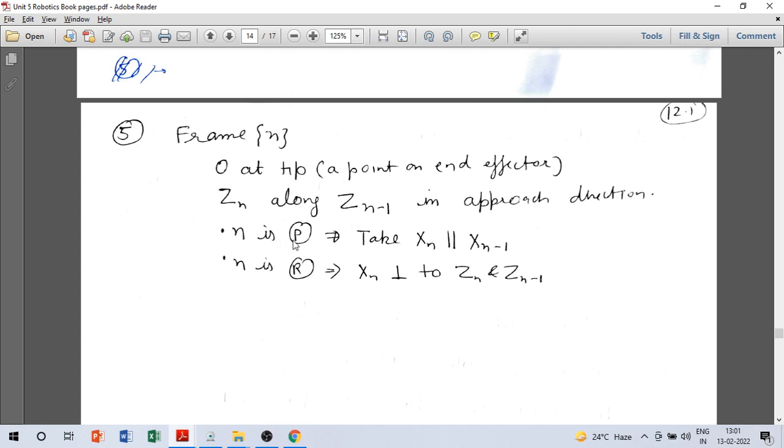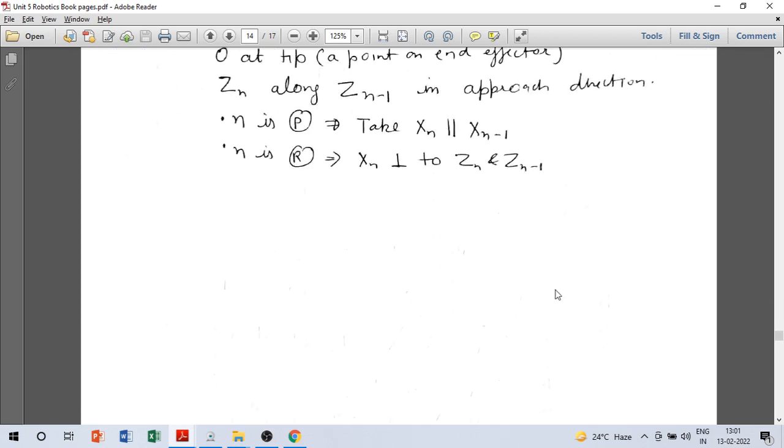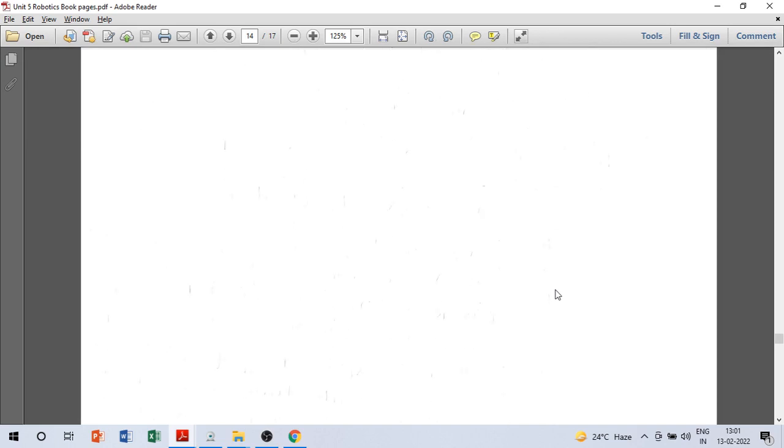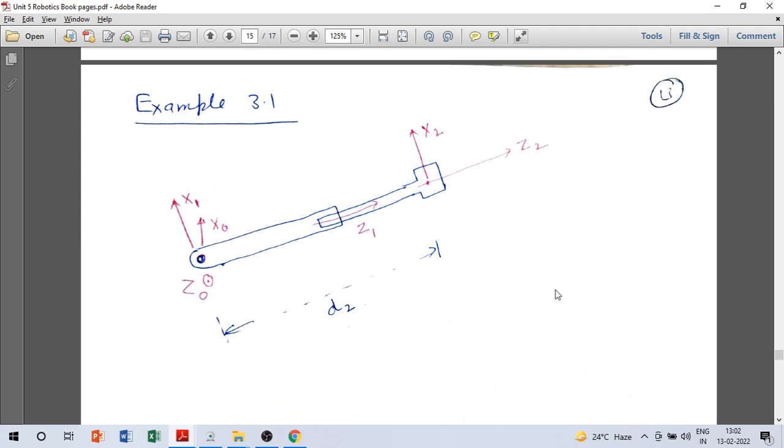If joint n is prismatic, then xn is taken parallel to xn minus 1. If joint n is revolute, then xn is taken perpendicular to Zn and Zn minus 1. So this is an algorithm for assigning frames to links, which is a further elaboration apart from the DH notation. We are going to look at some examples. These examples are actually solved examples in the book, examples 3.1 to 3.3.